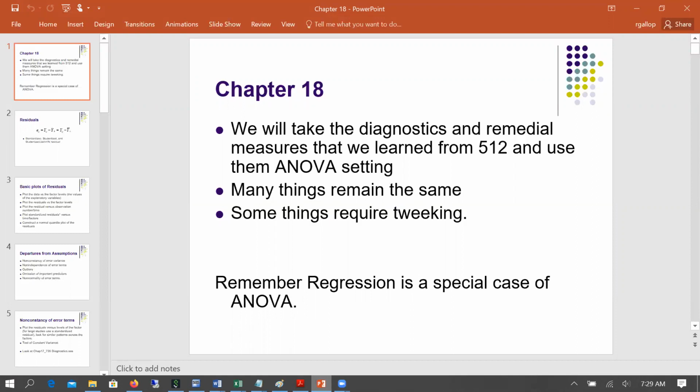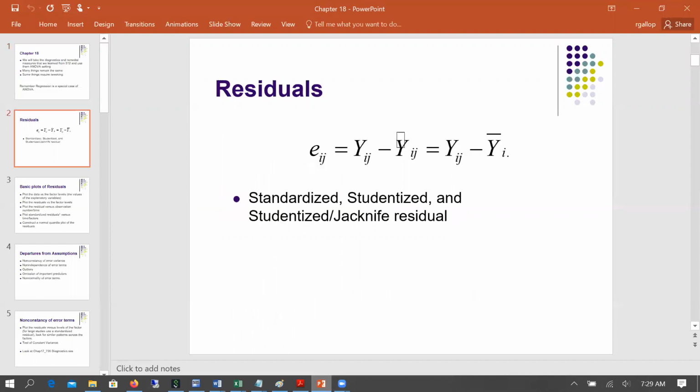Nonetheless, just think of the regression. The ANOVA model is really a special case of the regression, which you can fit through dummy coding, dummy variables. But basically the techniques you learned in 5.12 will carry over here with a lot of the components of the goodness of fit. The first one being focusing on the residuals.